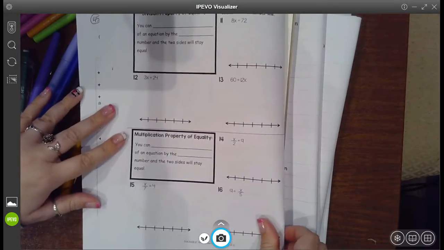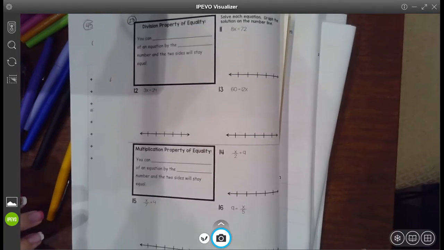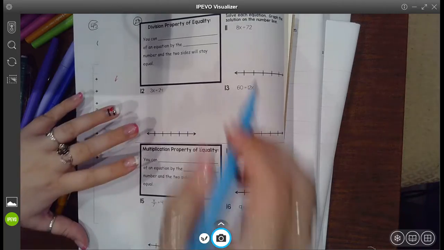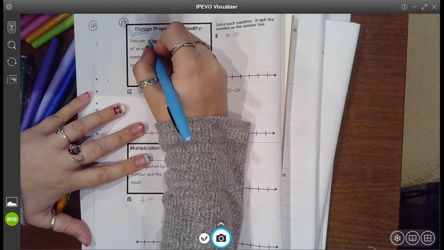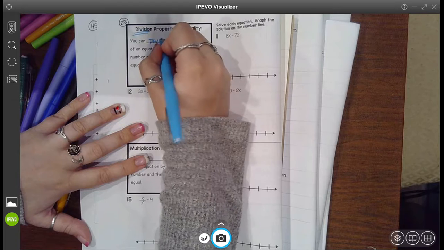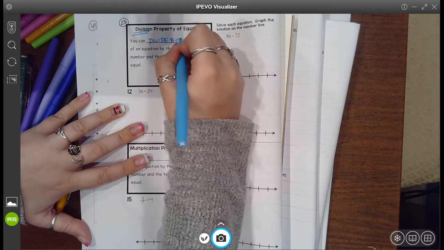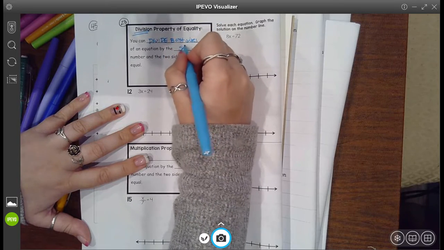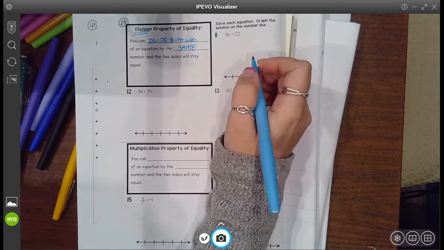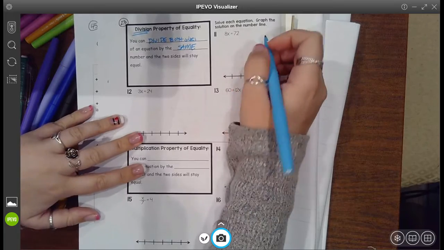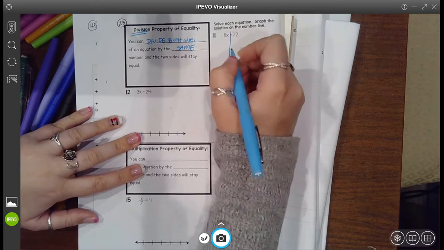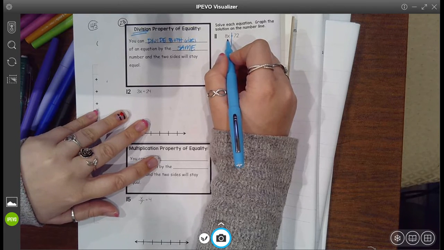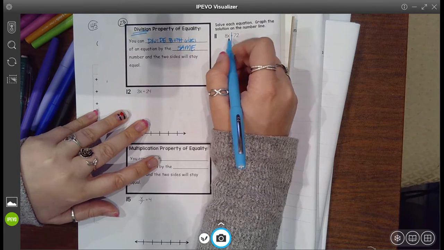Okay, the next one we want to do is we're going to talk about the division property of equality. The division property of equality is that you can divide both sides of an equation by the same number, and the two sides will stay equal. I think you're seeing a pattern here, right? Okay, and the reason I'm going to divide is because here the two numbers are being multiplied, and the inverse of multiplying is to divide.